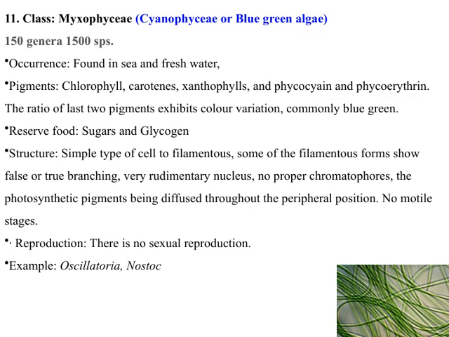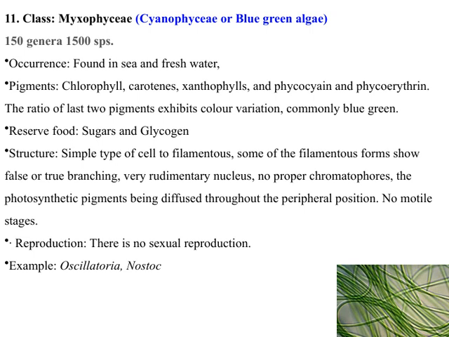This group includes around 150 genera and approximately 1,500 species, showcasing quite a diversity. They are quite versatile in where they can be found, thriving in both sea and freshwater environments, which highlights their adaptability. When it comes to pigments, these organisms contain chlorophyll, just like plants, but also carotenes, xanthophylls, and special pigments called phycocyanin and phycoerythrin. The ratio of these last two pigments can vary, which often results in the characteristic blue-green coloration we associate with them.